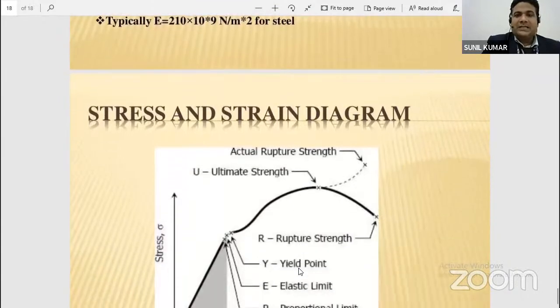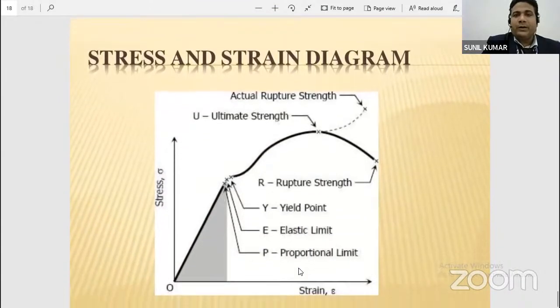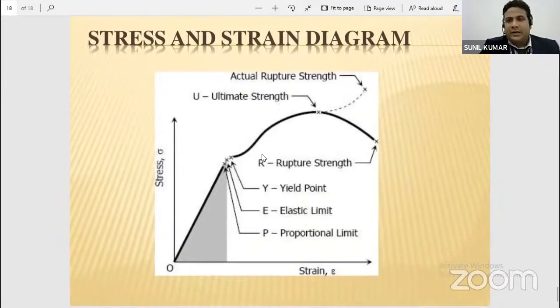Then coming to the stress strain curve, which is a very important part of mechanical engineering. Every material is tested for stress and strain under the UTM machine, universal testing machine. So this curve is obtained when we do tensile testing. First we make the specimen, fix it in the UTM machine, and apply the load until the material fractures. So this curve gives some information related to the material.